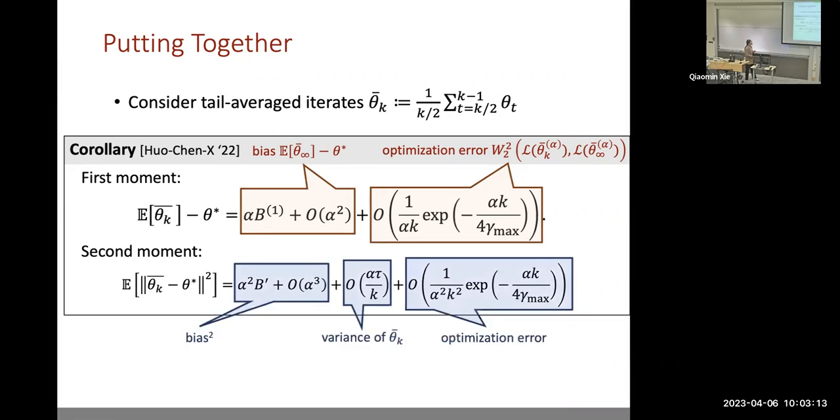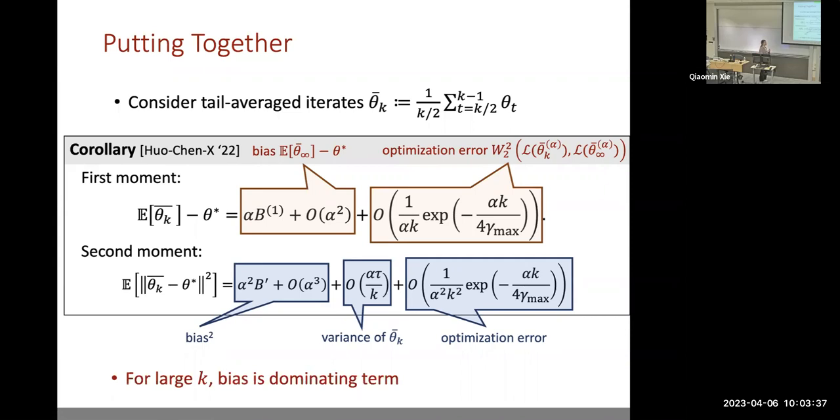And similarly for the second moment, we have three terms of the error. The first term is also due to the bias, so it's the square of the bias. The second term is due to the variance of theta_k. And the last term is similarly due to optimization error. So now you can see that for k large enough, the bias becomes the dominating term.